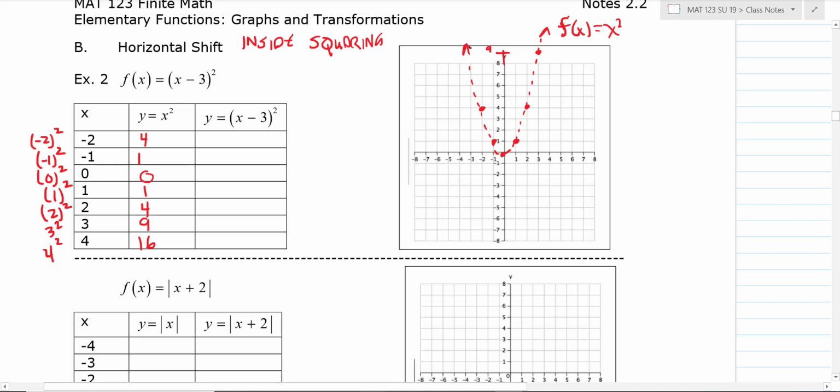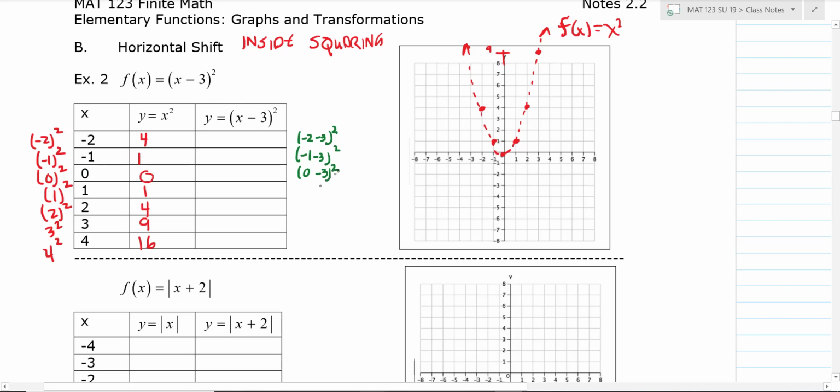So we get that. Now what we're going to do is actually just crunch this out because I want you to sort of see how this works. So what I'm going to do is plug in this number and work it out. So the negative 2 is going to go in there. So we're going to have negative 2 minus 3 to the second. Then we're going to plug negative 1 in. So we'll work out negative 1 minus 3 to the second. And plug 0 in and so forth.